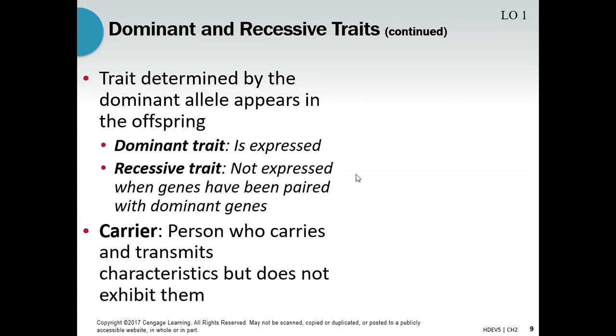Now, if you have heterozygous alleles, that means that you might be a carrier. Maybe you have brown eyes, but you might be able to pass down that recessive allele. And depending on who your spouse is, or who the person that you're having a baby with is, and what kind of alleles they have, you might be able to pass down blue eyes to your child, even though you yourself have brown or black eyes.